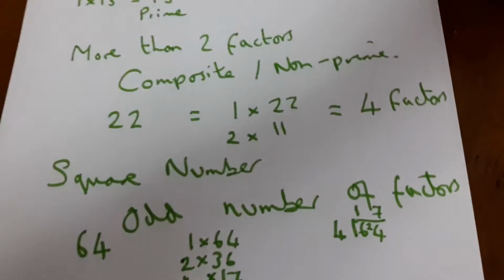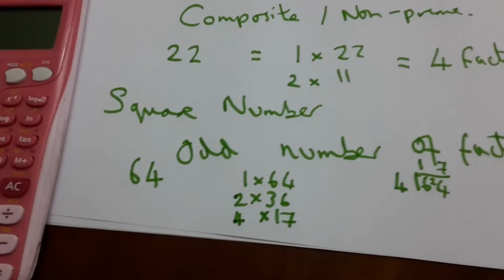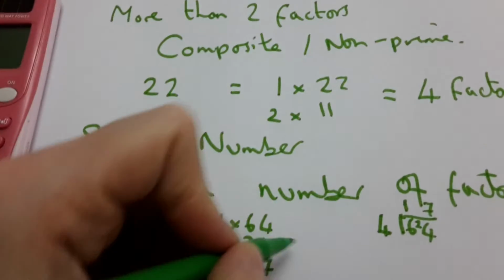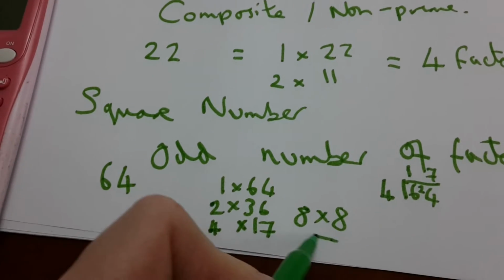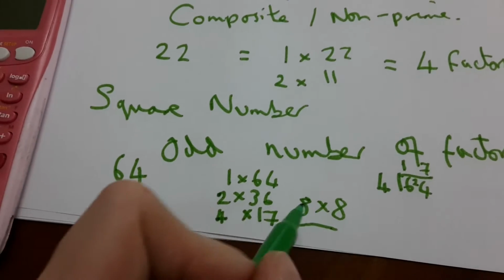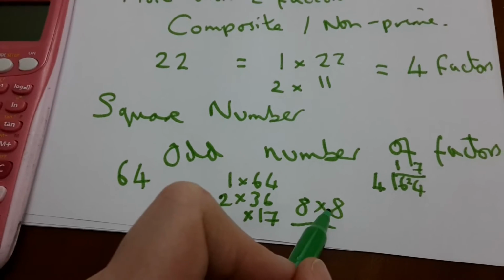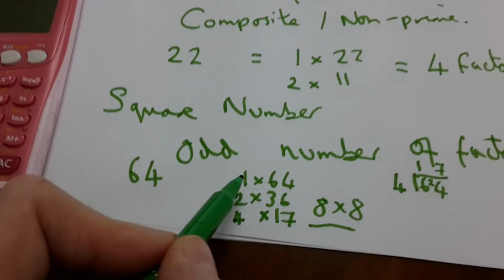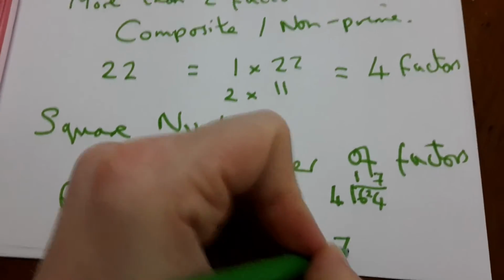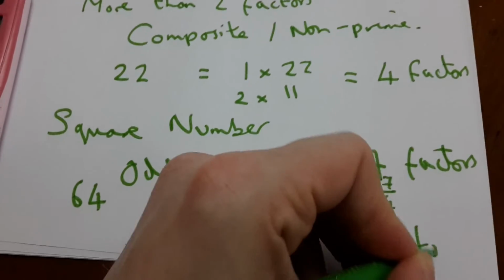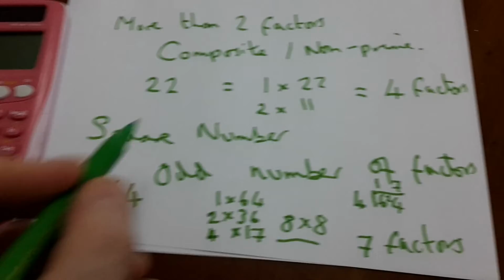Any other numbers that will go into it? Not 6, not 7, and then 8 times 8. Notice that because 8 is being multiplied by itself, it's only counted once, so we have 1, 2, 3, 4, 5, 6, 7 factors. So because we have an odd number of factors, because we have 7, it's definitely a square number.